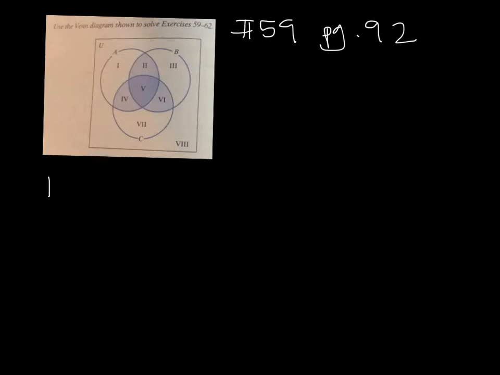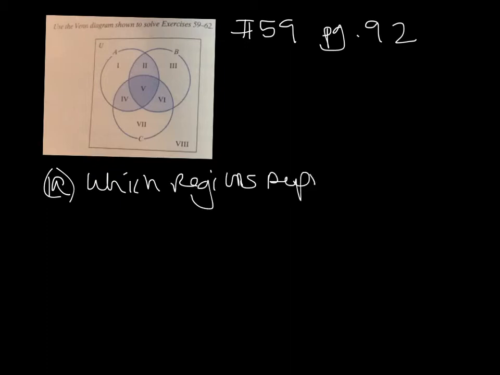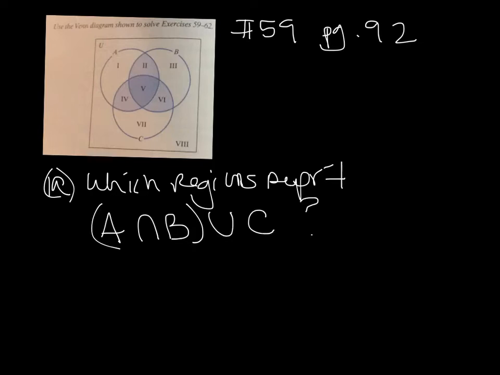So number 59 has three parts. And part A says, which regions, or abbreviate, represent A union B, and then you union it with C. Okay, so let me just write this a little bit nicer. Okay, so A.